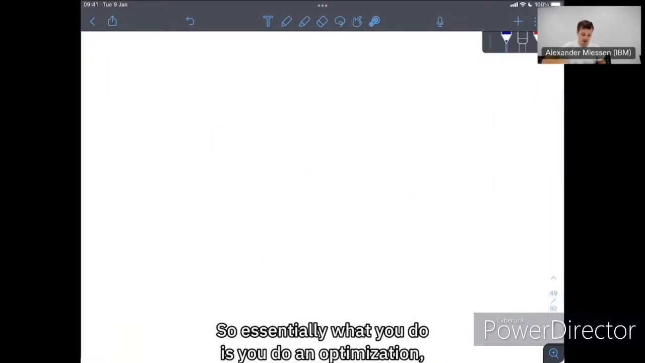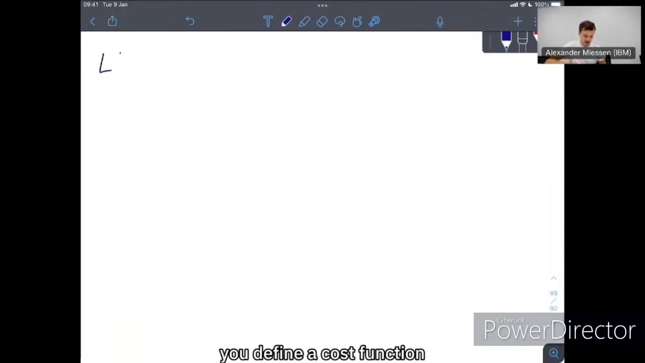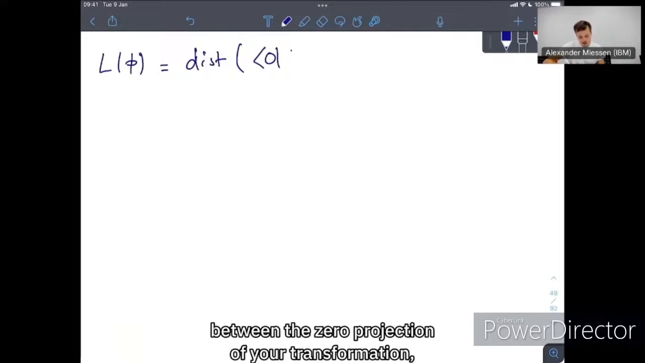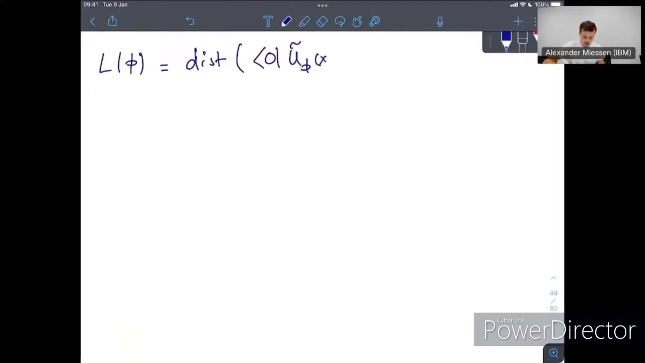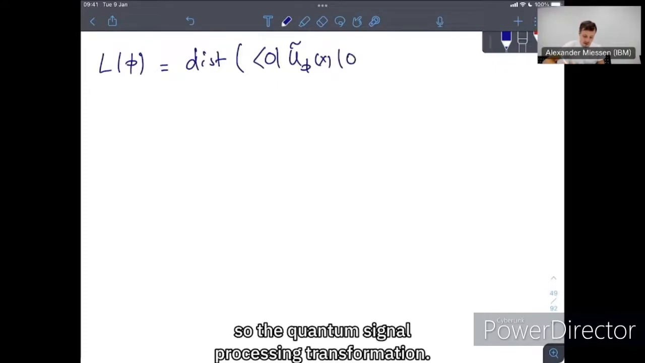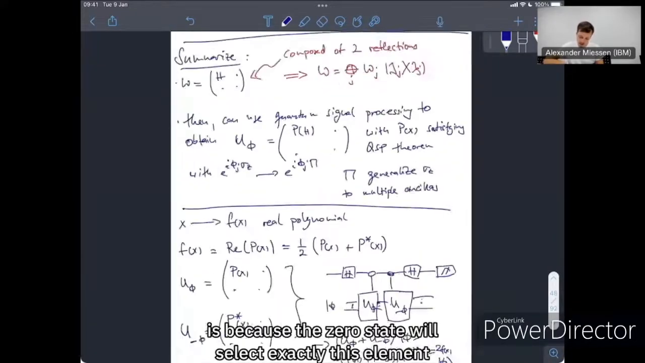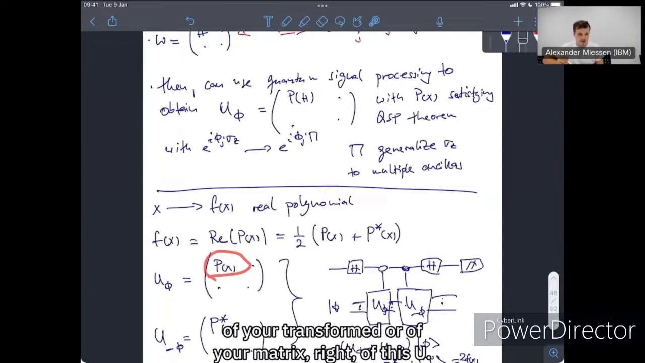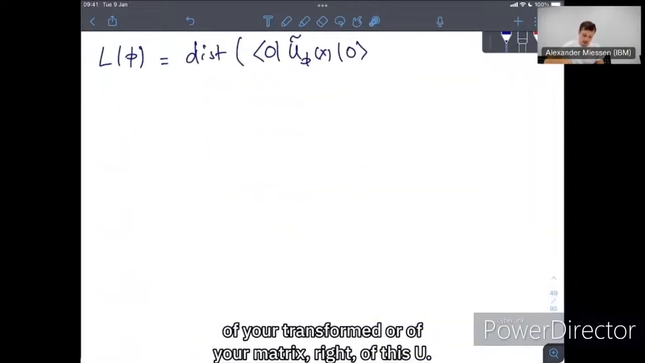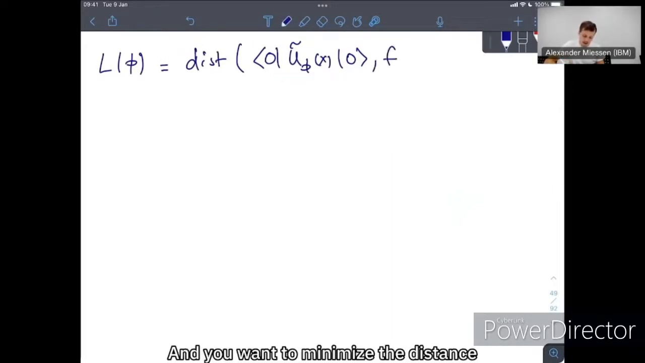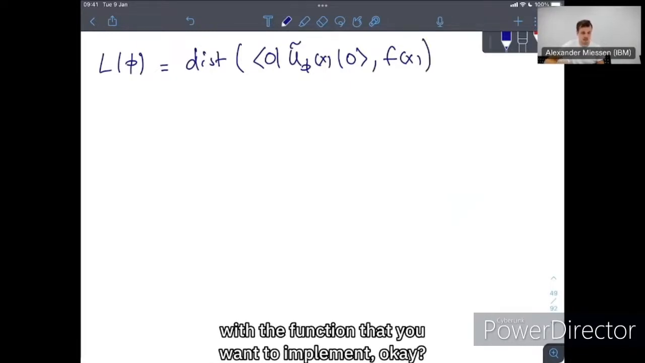So essentially what you do is you do an optimization, you define a cost function where you want to minimize the distance between this zero projection of your transformation, the quantum signal processing transformation. The fact that you have to project this on zero is because the zero state will select exactly this element of your matrix, of this U. And you want to minimize the distance with the function that you want to implement.